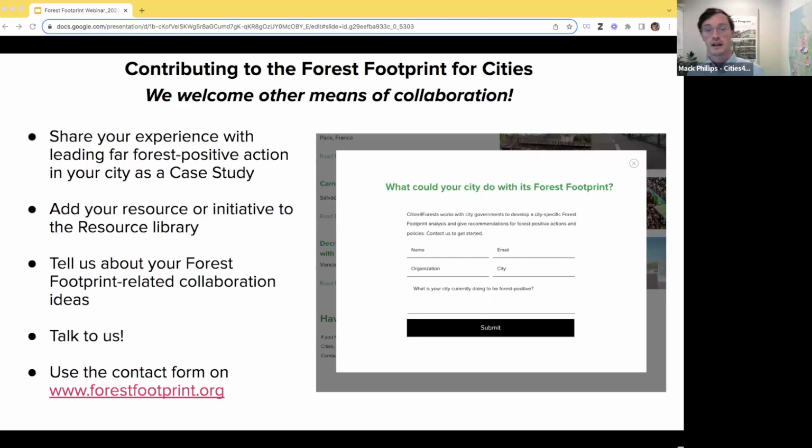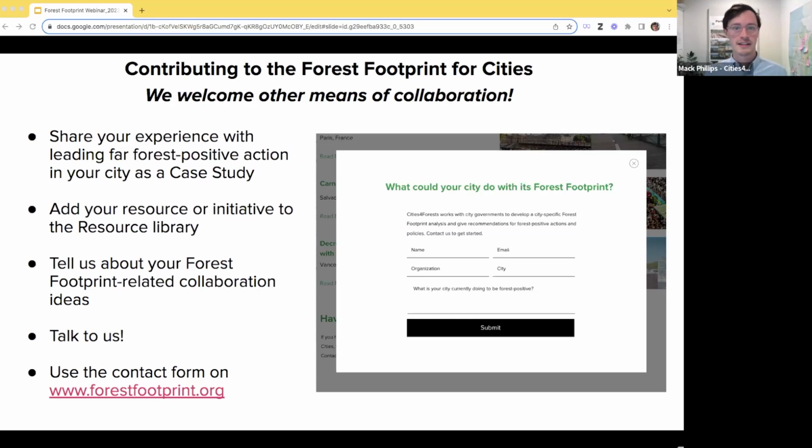And if you're not here today representing a city government, there's tons of other ways that you can contribute to the forest footprint of cities. On each of these pages, there are ways for you to do that. If you have experience with leading forest positive action in your city, we'd love to highlight this as a case study. And if you're working on a resource or you have an initiative that you think could be relevant to the forest footprint, we can work with you to add this to our resource library.